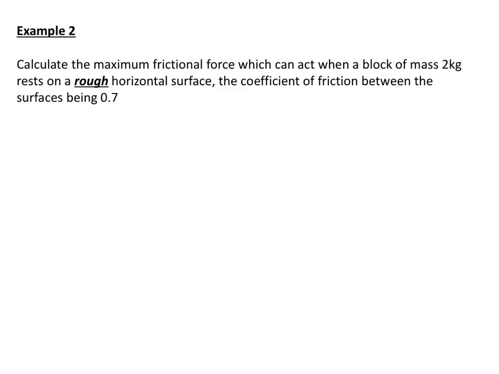This question is much easier, as all we're asked to do is find the maximum frictional force. Now in this case, again, we're told it's a rough horizontal surface, so therefore friction is involved. And again, just a quick diagram. Here's our surface. A block of 2 kilograms is sitting on that. And on that I have the weight acting down, which is going to be 2g. And I have a normal reaction acting up.